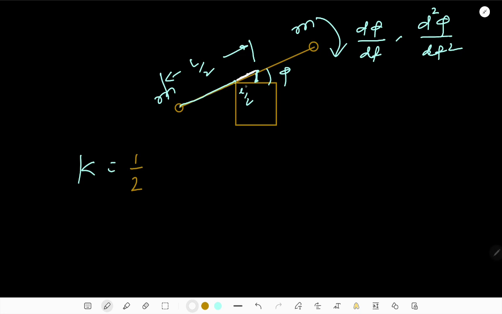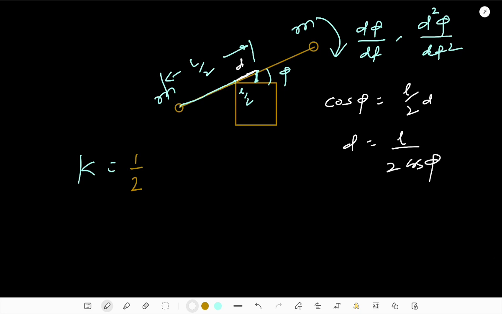And this angle is phi, so we have a right angle triangle and a cos phi situation, that is simply L by 2 upon, let's call this length d. So it is base by hypotenuse. That means d is L by 2 cos phi, and phi is very small.